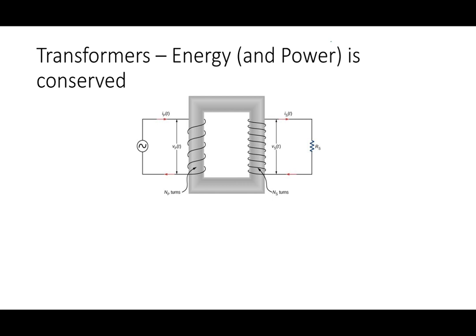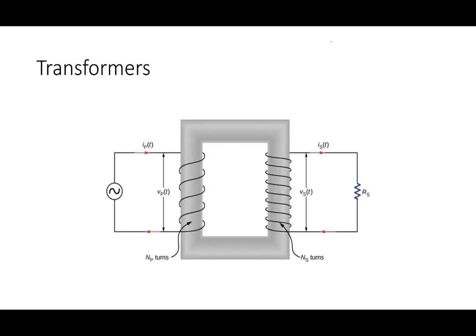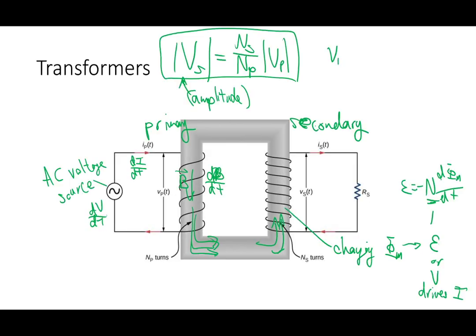But energy and power is conserved, so whatever input power you have must equal your output power. So you're not necessarily gaining anything by stepping up the voltage, because you end up stepping down the current, or vice versa. So this extra expression allows you to then relate the current as well.